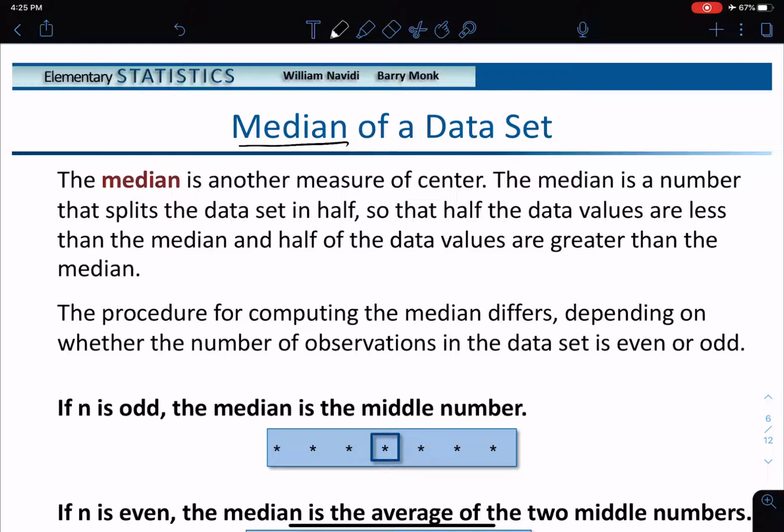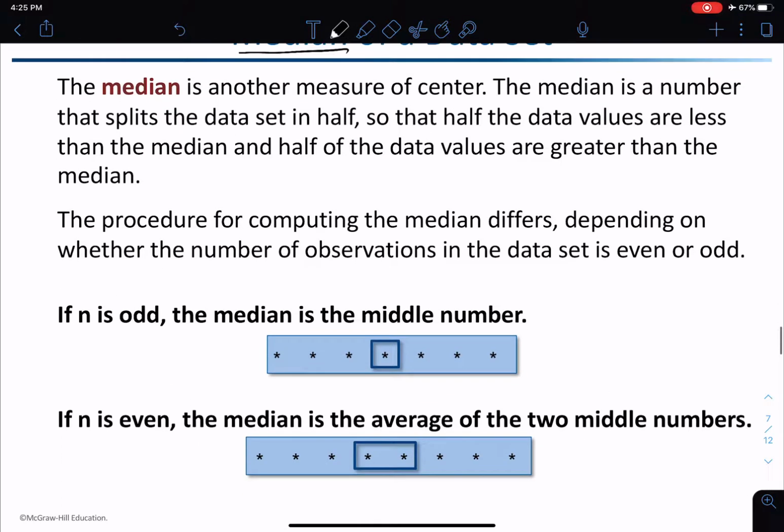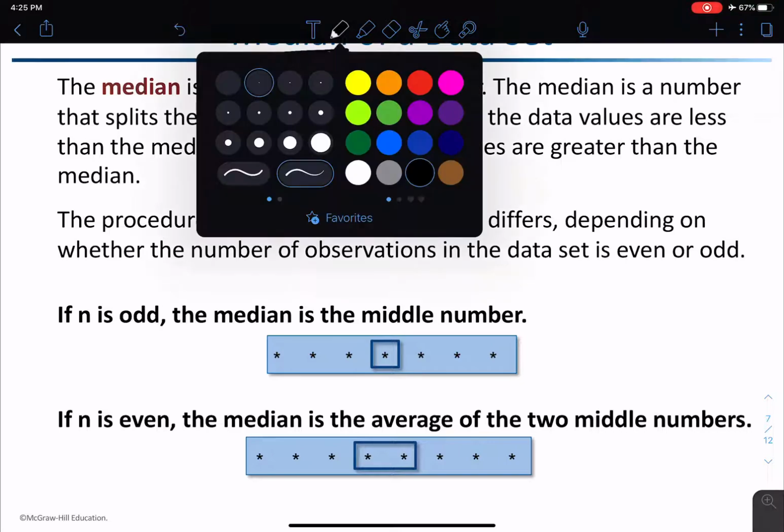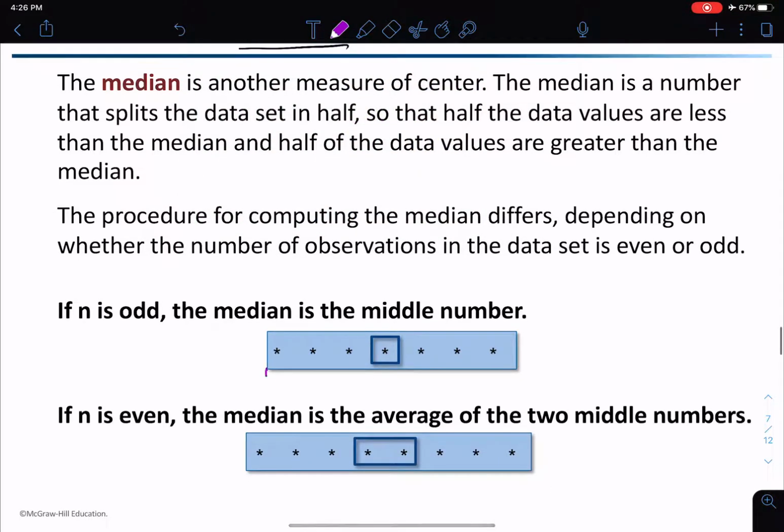The procedure for computing the median differs depending on whether the number observed in the data set is even or odd. If you have an odd number of data, it works out nicely: you have the same amount on the left as you have on the right. So you're going to have one data piece right in the middle, and that's your median. That's the middle number.